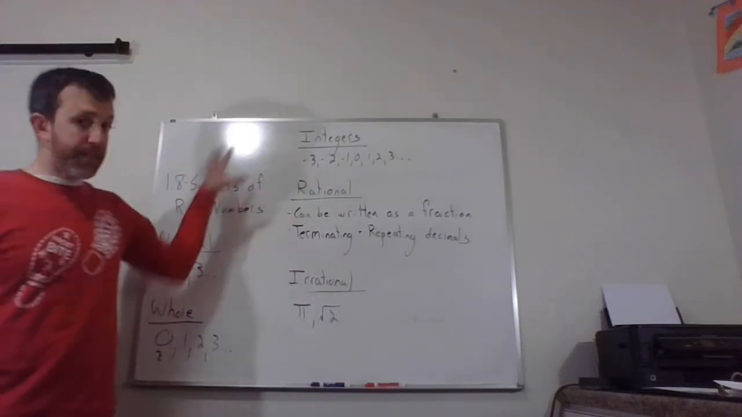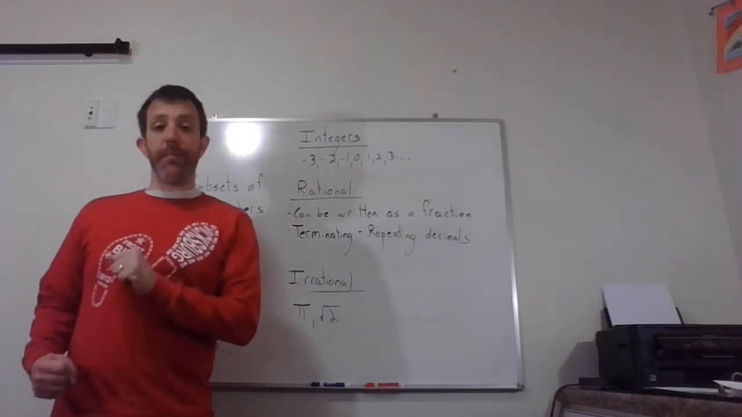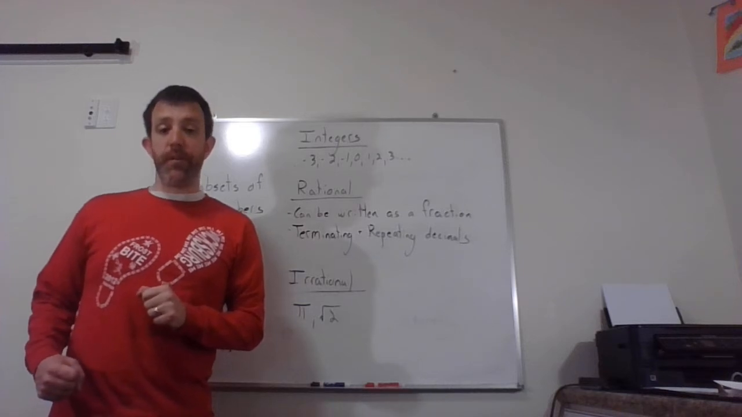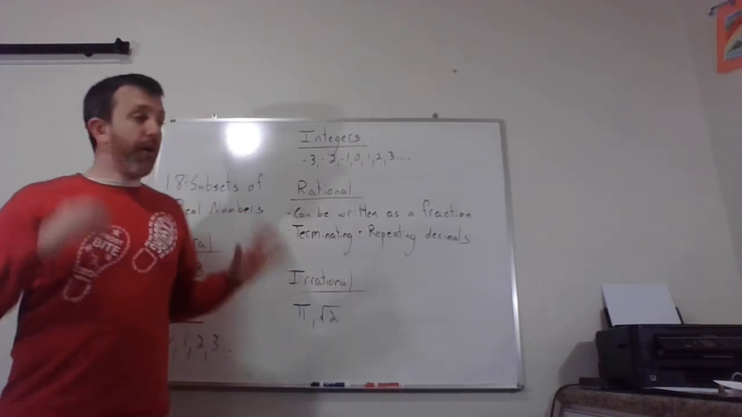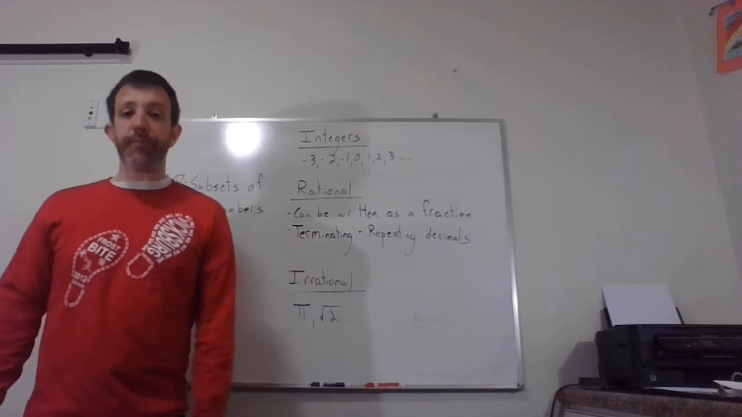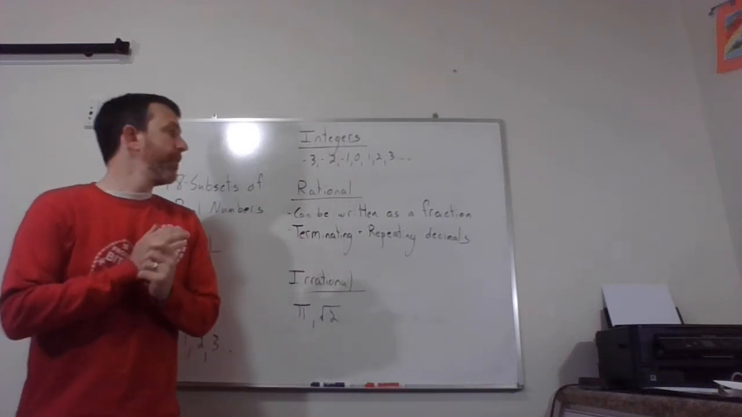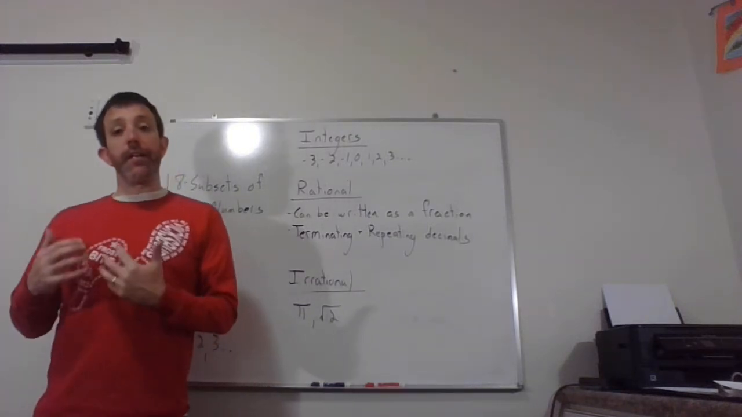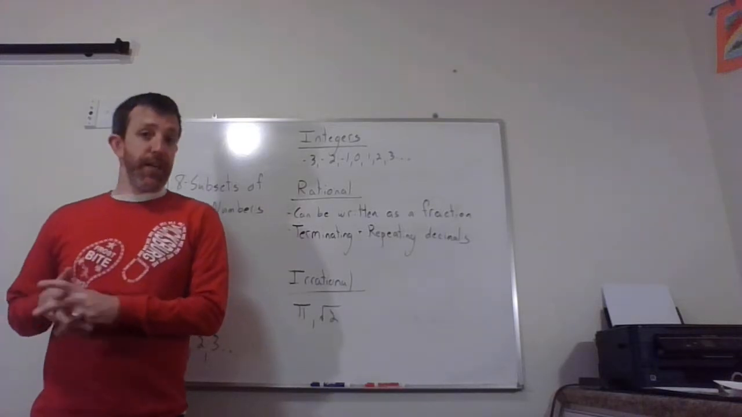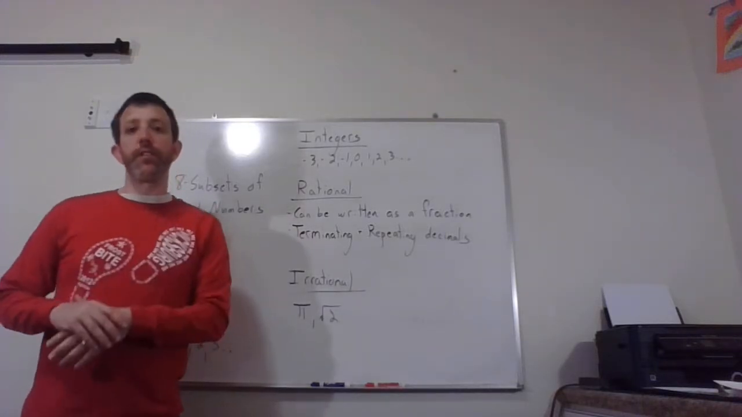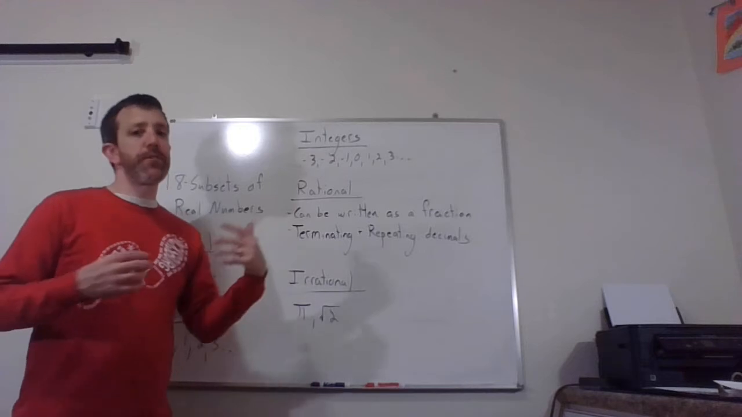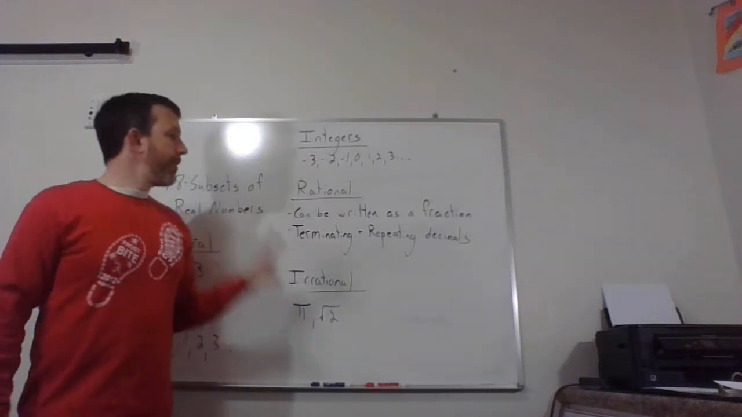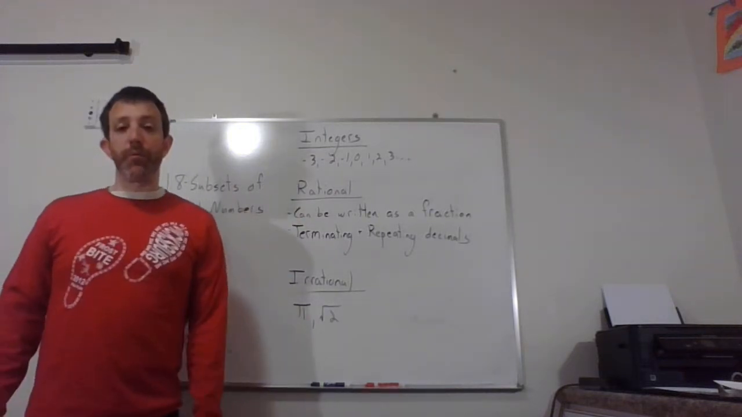Now, all of these things together combine to make what we call the real numbers. So the real numbers are all of these different things. You're going to see some problems in your homework where you have to pick out all the real numbers or all the rational numbers out of a list of numbers. These are your different kinds of numbers that you're going to be working with.